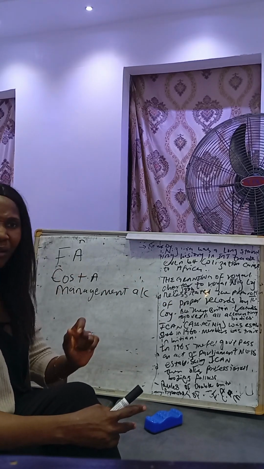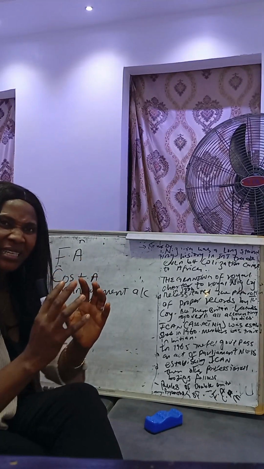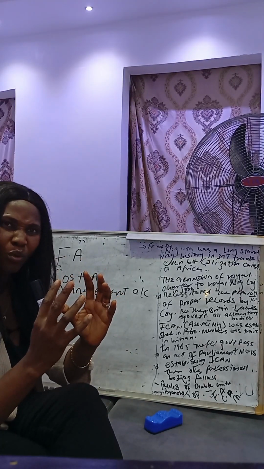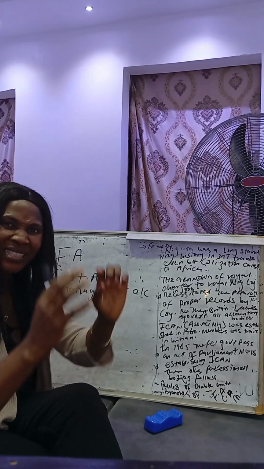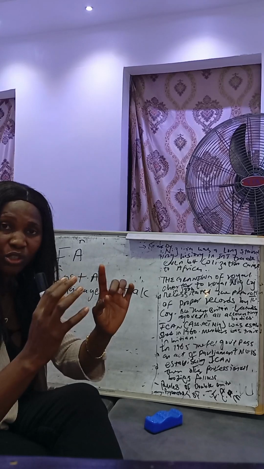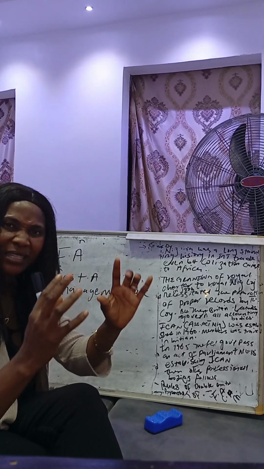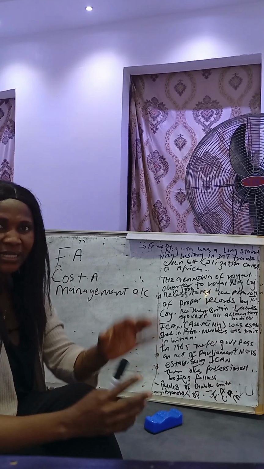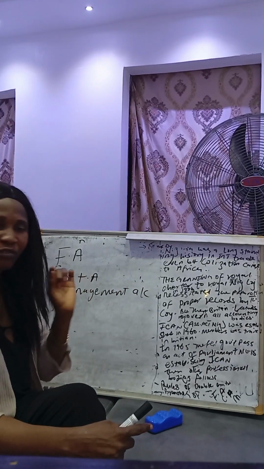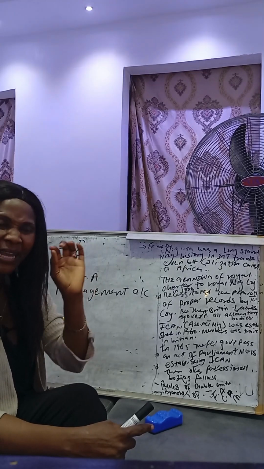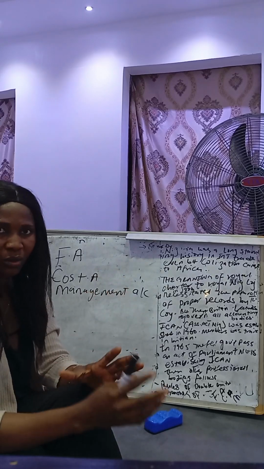Why cost accounting? Cost accounting is a branch of accounting that deals with ascertaining the cost of a product and helps management in decision making and cost reduction. Understand? It helps management to identify its cost and reduce cost. It's the branch of accounting that deals with the ascertainment of the cost of a product. You understand? And it helps management determine its cost and also reduce cost.